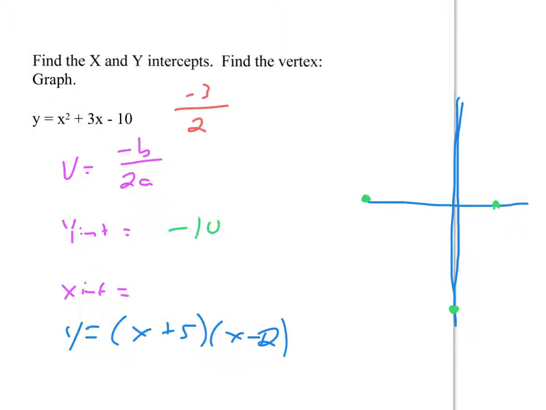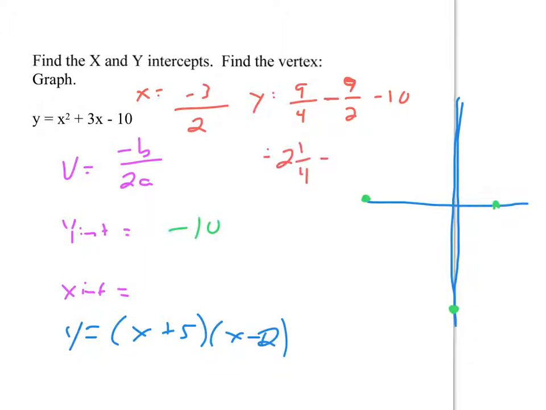Okay, and now our vertex is going to be at negative b, negative 3, over 2a, which is 2, which is negative 3 halves. So x equals negative 3 halves. Y is going to equal negative 3 halves squared, which is 9/4, minus 3 times negative 3 halves, which is negative 9 halves, minus 9 halves, and then minus 10. Let's just approximate this real quick. 9/4 is 2 1/4.